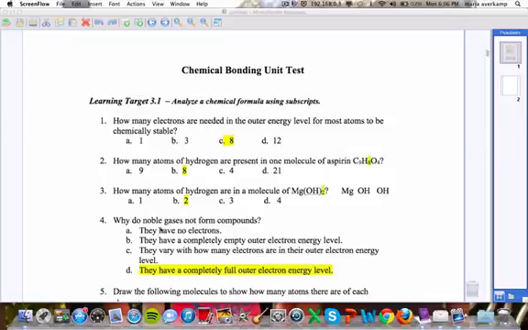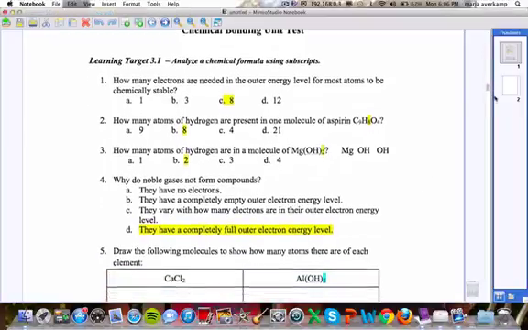Number 4, why do noble gases not form compounds? They have a completely full outer electron energy level. So they have an octet, so they do not want to gain, lose, or share electrons.